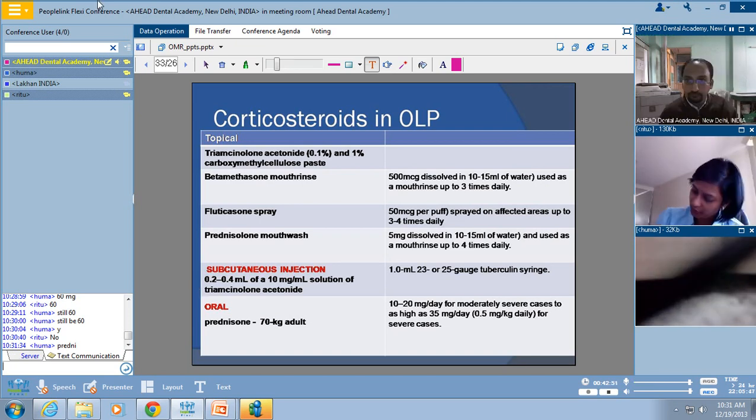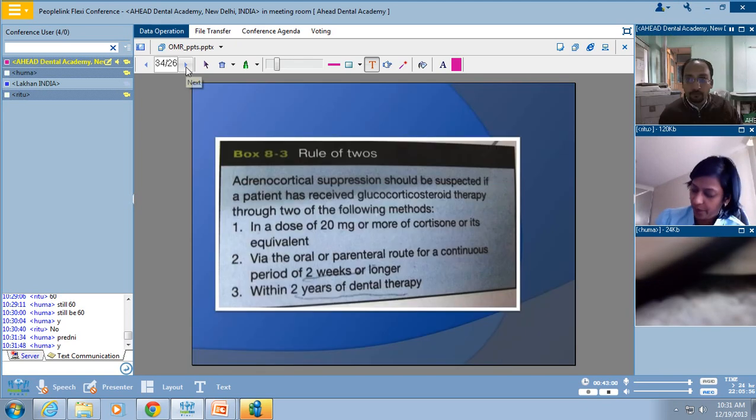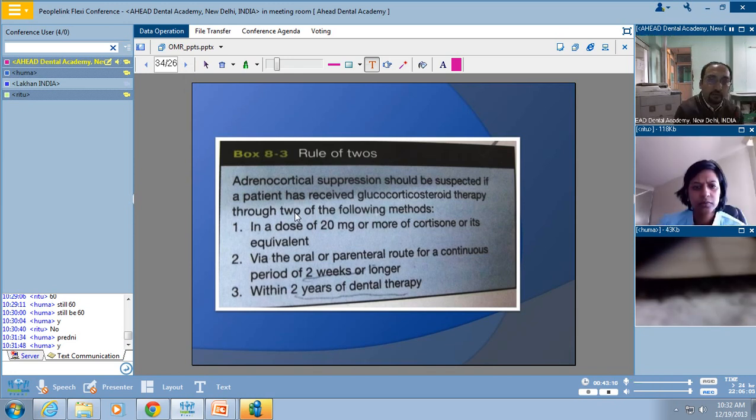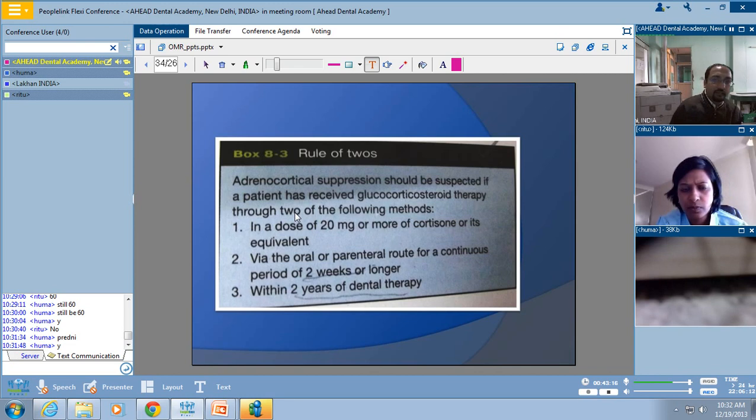Any questions about systemic steroids? No? Okay. Oh yes, I forgot about this. Well, if I ask you one question, if I give the patient systemic glucocorticosteroid therapy, what will happen? If I give a patient corticosteroid therapy, remember there will be a suppression of the adrenal gland for at least 1 year.